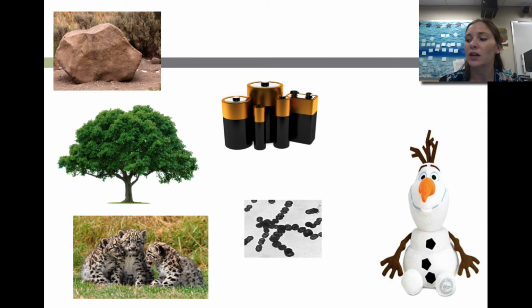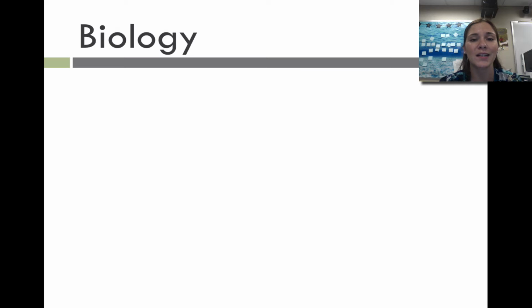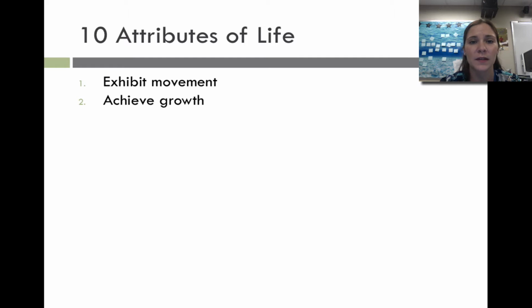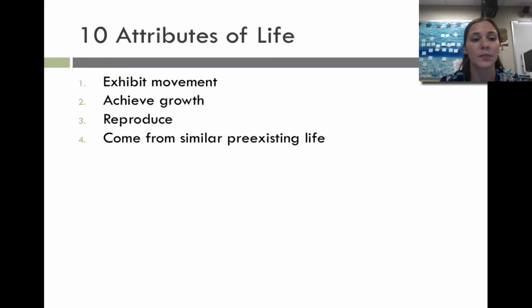So today we are actually going to get to 10 different characteristics or attributes that all living things must have in order to be considered alive. The 10 attributes of life. Number 1, living things must exhibit movement. Number 2, living things must achieve growth. Number 3, living things are capable of reproducing. They don't have to reproduce in order to stay alive for the organism. Number 4, they must come from similar pre-existing life.